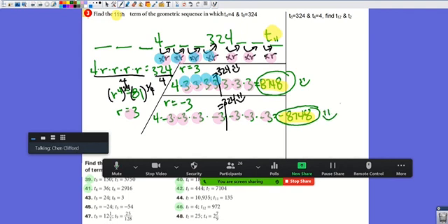Now let me show you when it doesn't work. Let's pretend that after multiplying by negative 3 four times, you get negative 324. This negative 324 does not match with that positive 324. So in this case, it would be a sad face, which means this would not be a solution.